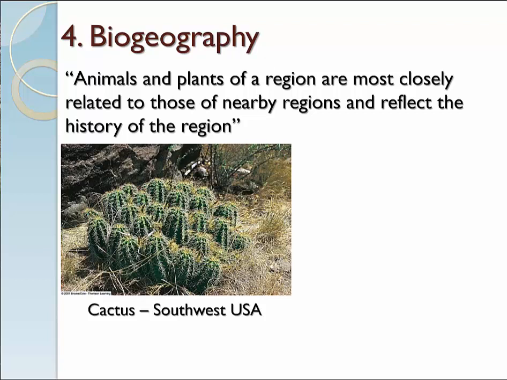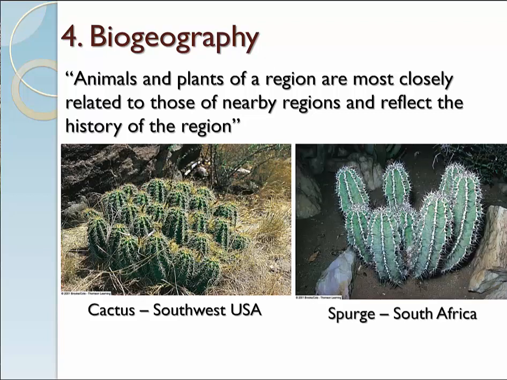For example, if we look in the southwest of the United States, we can find cactus growing in the deserts. And then if we look in the deserts of South Africa, we find a plant that looks very similar to this. This is a spurge, and you can see there are a lot of similarities. This is the ribbed structure of the body of the plant, and the leaves are actually the spines, and they both have spines. So they look very similar. They look like they could be related, but they're not. They're not closely related at all.